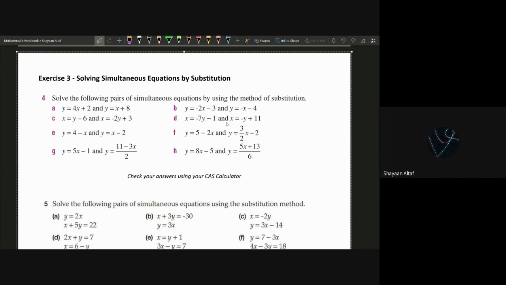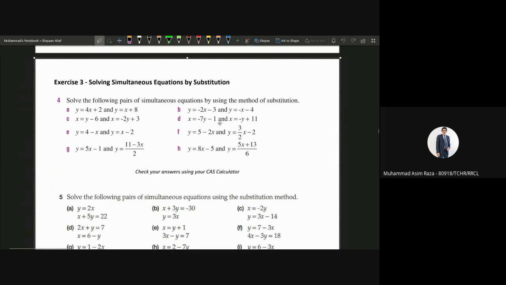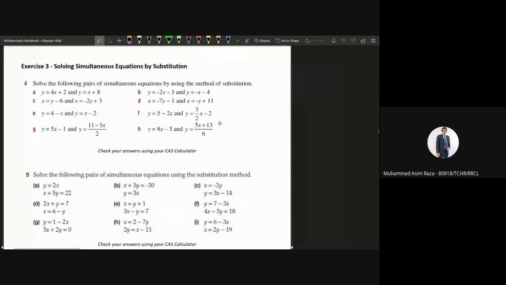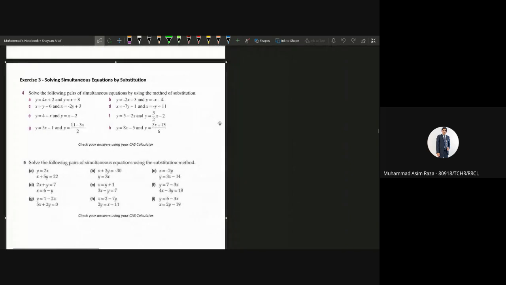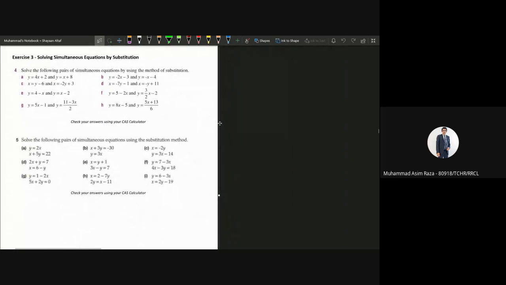Is it? No, no, no, it is not like that. Okay, I'll do one question, then you try another one. When he says solve it by substitution, we do not have any other option. We have to follow this substitution method, and it is very easy to do. As its name suggests, we have to substitute one value into another one.